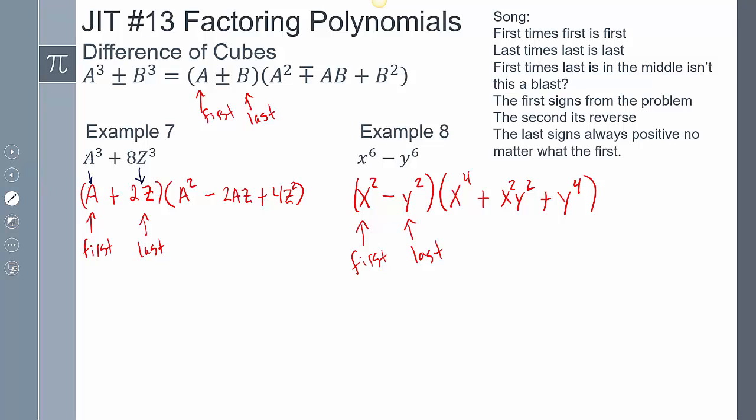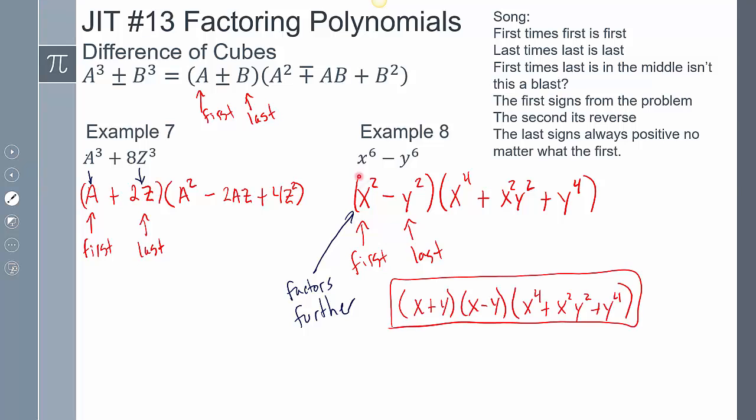And so hopefully this will kind of help you when it comes to difference of cubes. Sorry, this should have been phrased sum or difference of cubes. But the idea here is that whenever you see a plus or minus of two perfect cubes, we know that we're going to be able to factor it, and using this song might help. And then if we remember here, this x squared minus y squared is now a difference of squares, and so I can factor that further using what I did for difference of squares.